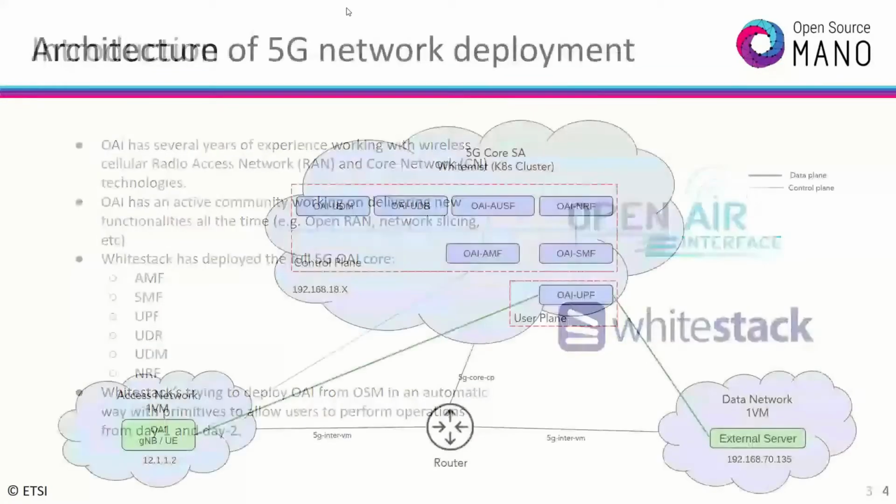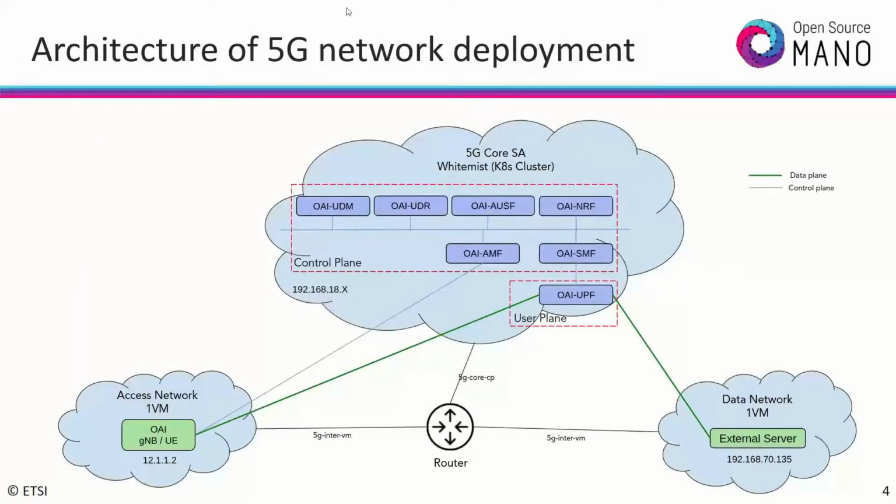Okay, this is the architecture of the 5G network deployment. We have in the middle part the 5G core. It's over a Kubernetes cluster based on Whitestack. Here we have the control plane with the UDM, UDR, AUSF, NRF, AMF, SMF. We have also the user plane part with UPF. And this is connected to the access part. In this case, we're using gNB and UE simulators.